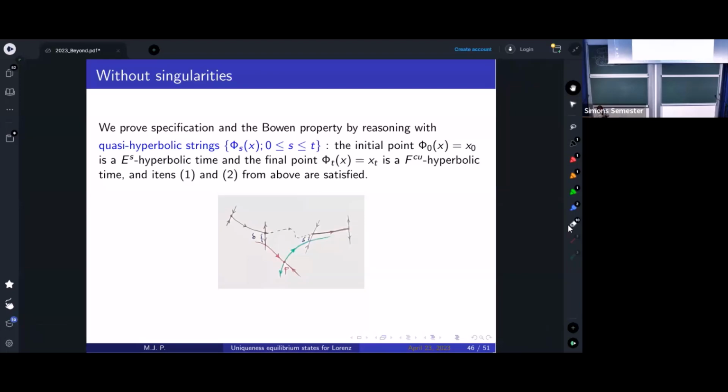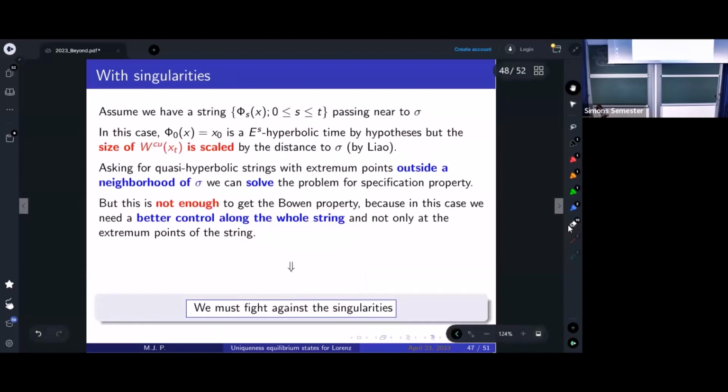And you can prove this, just the specification property and also the Bowen property, because you have almost hyperbolicity here. In this case, without singularities, you are dealing with finite segments of orbits also. And now with singularities, what's the problem?